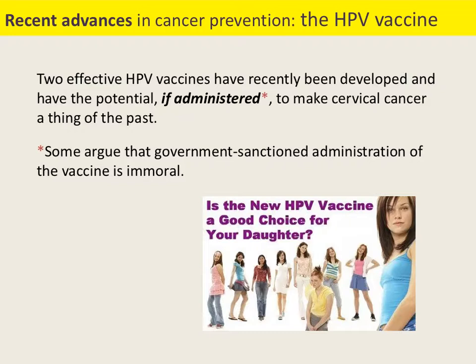So, as I mentioned, a lot of religious people argue that government-sanctioned administration of the vaccine is immoral. There was a governor of Texas, Rick Perry, and even though he's very religious and conservative, he wanted everyone to actually get vaccinated. But he received a lot of pushback from Southern Baptists and various other denominations in Texas.